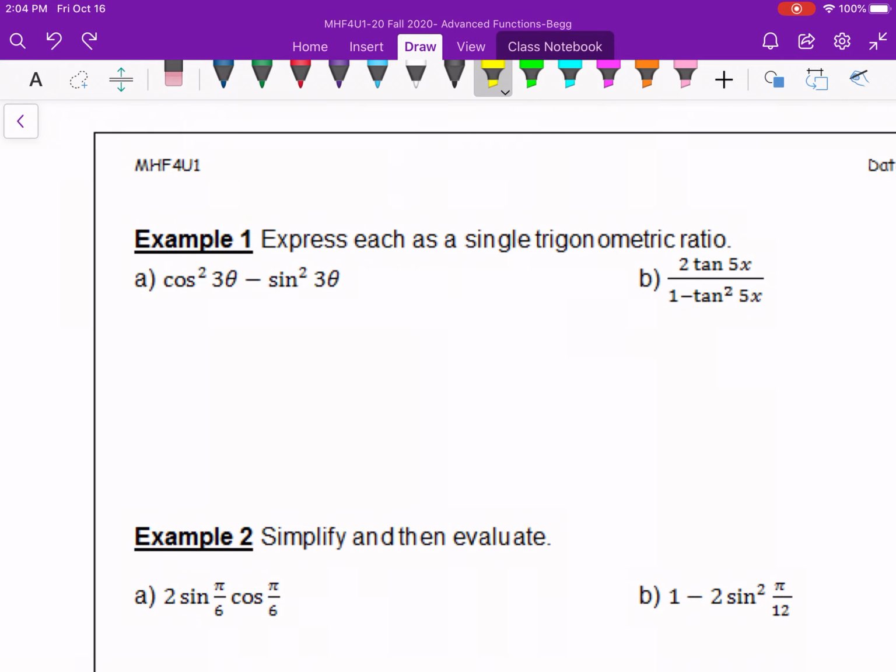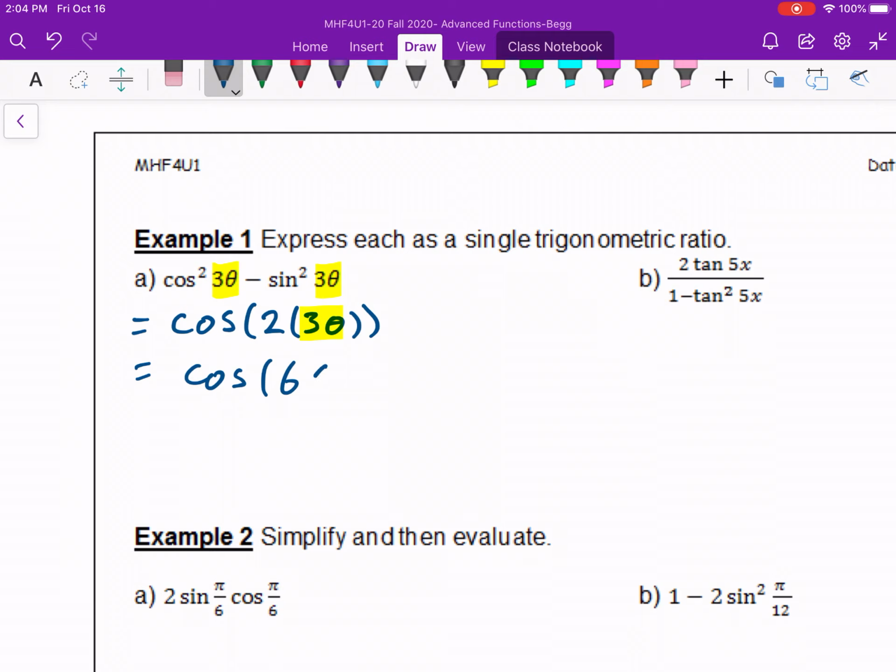So if theta in this case is 3 theta, I know it's confusing to replace theta with 3 theta, but basically our angle is 3 theta. So our double angle formula says that I can rewrite that as cos 2 times whatever the angle is, which is 3 theta. And that's the same as the cos of 6 theta. So if I did cos squared 3 theta minus sine squared 3 theta, I could get the same answer if I did just straight cosine of 6 theta. I'd consider that simplified.